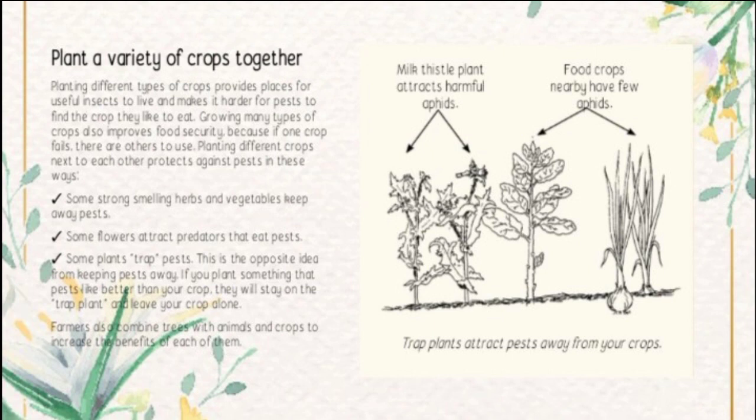First, some strong smelling herbs and vegetables keep away pests. Second, some flowers attract predators that eat pests. Last, some plants trap pests, and this is the opposite idea from keeping pests away. If you plant something that pests like better than your crop, they will stay on the trap plant and leave your crop alone.